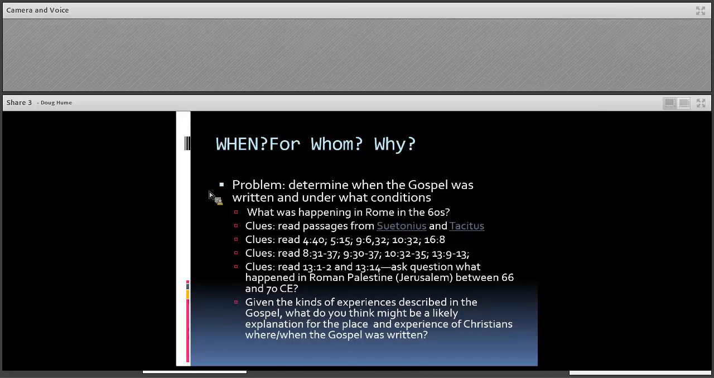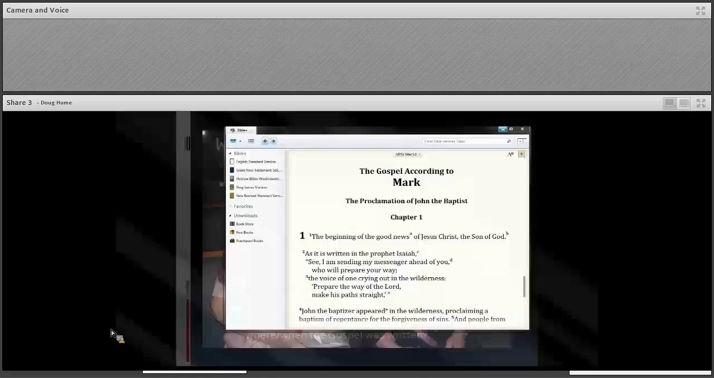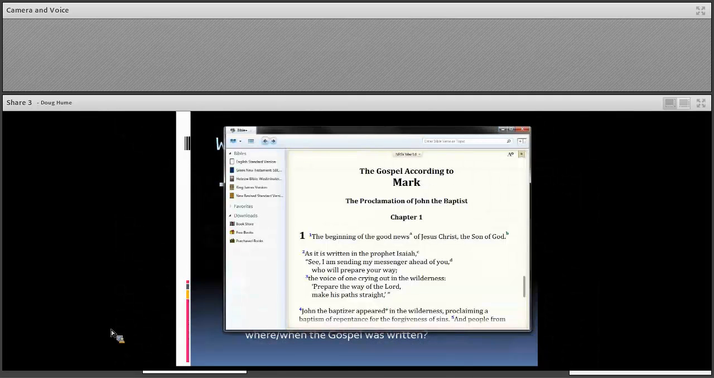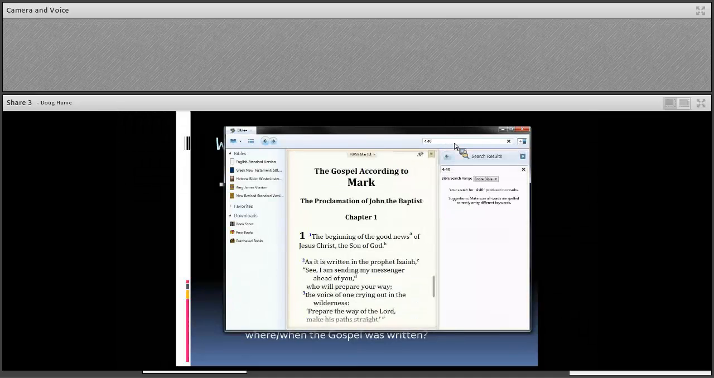We know that Nero probably did that, but then he blamed the Christians. He needed a scapegoat, and the Christians were that. So if you read through these passages in 4:40 and 5:15 and in chapter 9 and so on, you probably found that in those passages, there was a great deal of what we would consider anxiety or fear.